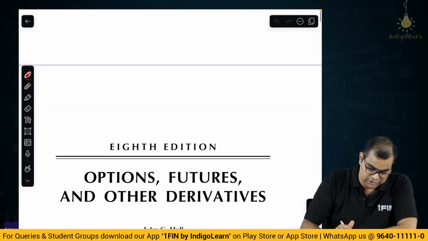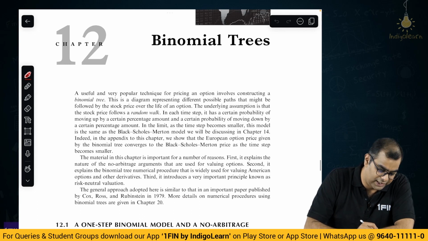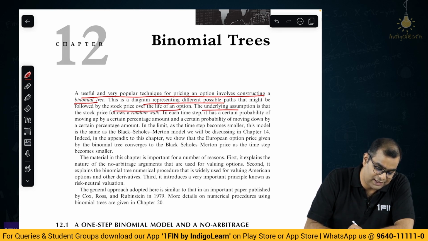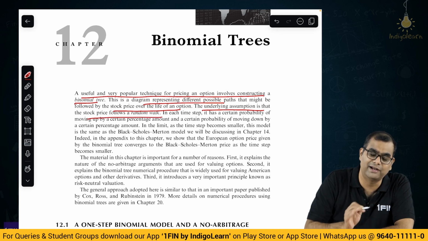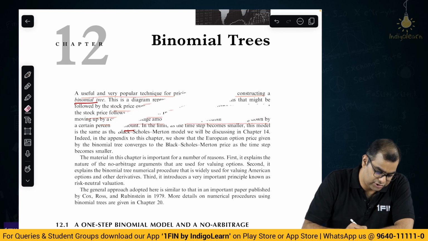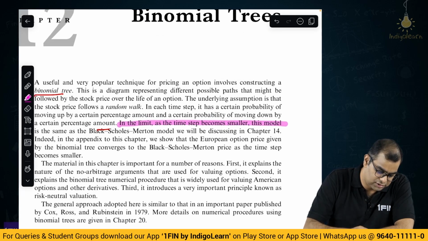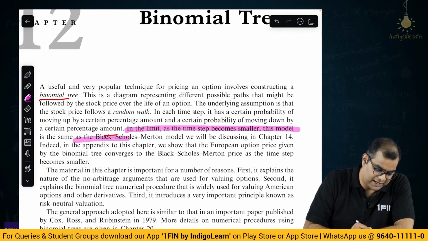Okay. So, in this, let us look at chapter 12. Okay. I am trying to highlight a few things. A useful and very popular technique for pricing option involves constructing a binomial tree. It is a diagram representing different possible paths followed by stock price over the life of an option. The underlying assumption is that the stock price follows a random walk. So, he says underlying assumption is random walk. In each step, it has certain probability of moving up or down by a certain percentage amount. In the limit, as time step becomes smaller, this model is same as Black-Scholes-Merton model.